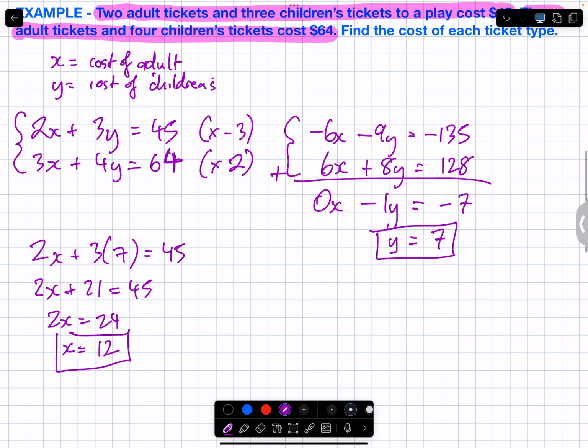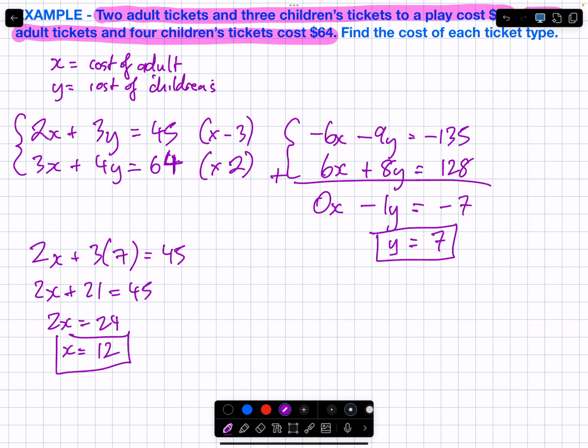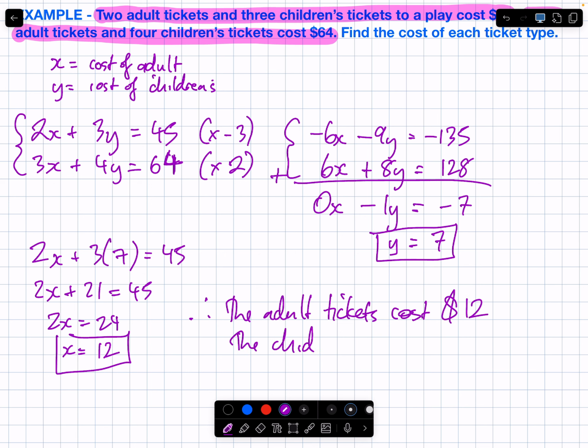What was the last step of the steps? Am I done yet or am I going to lose a mark right now? I'm going to lose a mark. It's not in words. So you need to say: the adult tickets cost $12, the children's tickets cost $7.